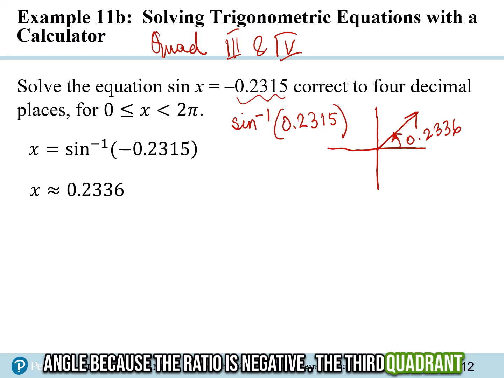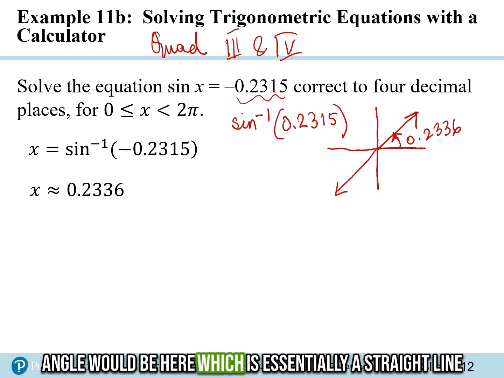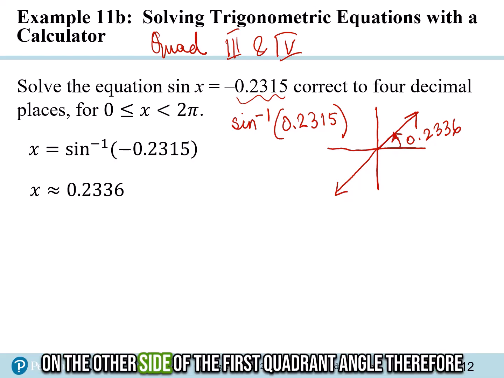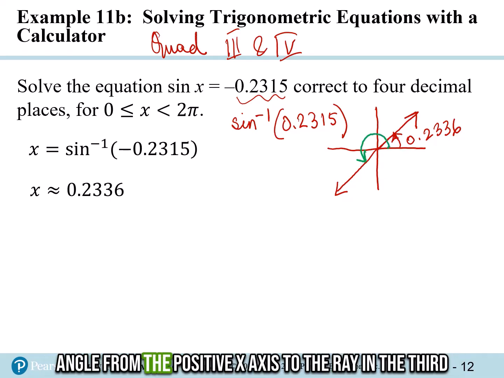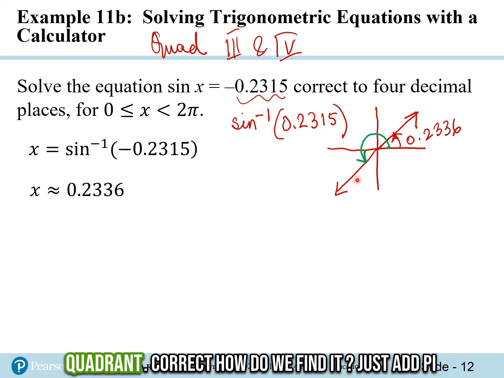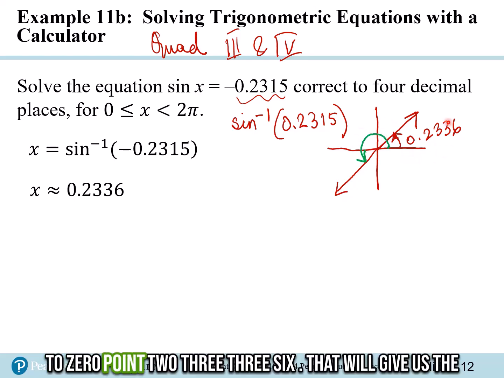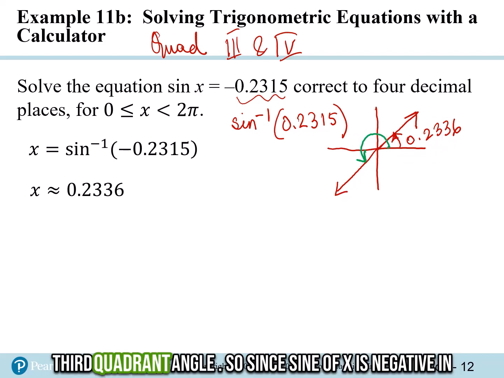However, we are looking for a third quadrant angle because the ratio is negative. The third quadrant angle would be here, which is essentially a straight line on the other side of the first quadrant angle. Therefore, we are essentially looking for this angle in green. This angle from the positive x-axis to the ray in the third quadrant. How do we find it? Just add pi to 0.2336. That will give us the third quadrant angle.